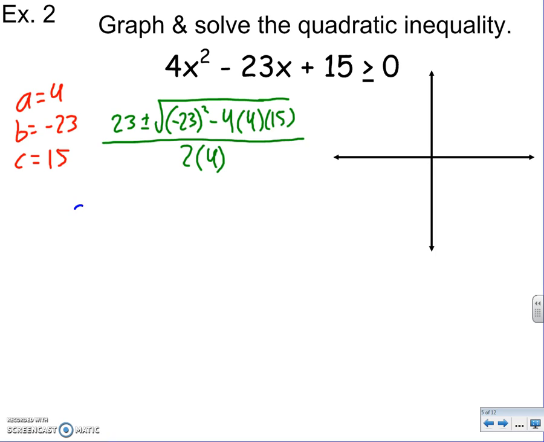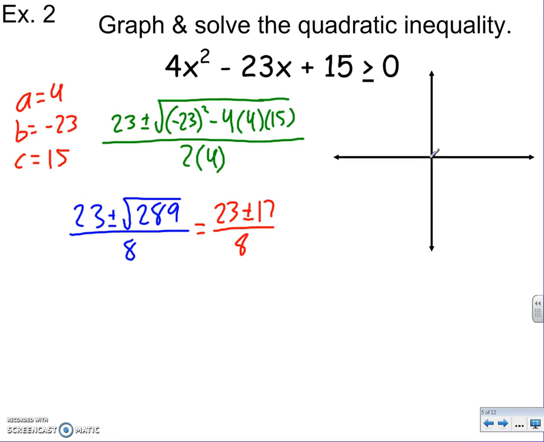Find the discriminant. Well, let's see. Over 8. 8's on bottom. I'm going to use a calculator for this. 23 squared minus 4 times 4 times 15 gives me 289. That's a nice number. Square root of 289 is 17, if you don't know that. So it's really 23 plus or minus 17 over 8.